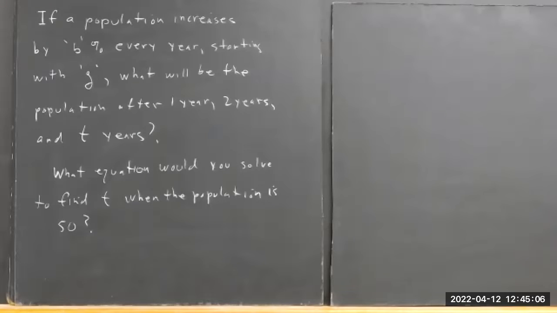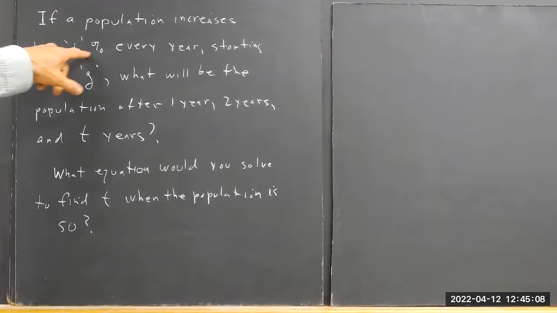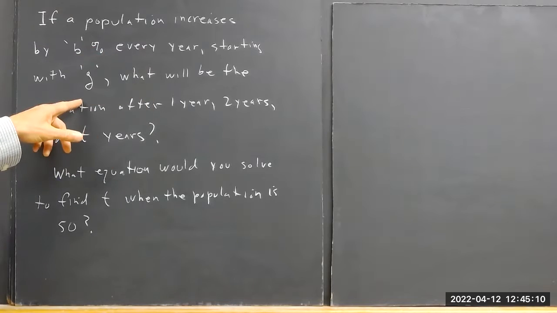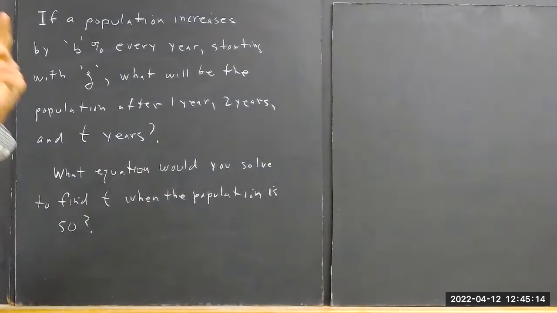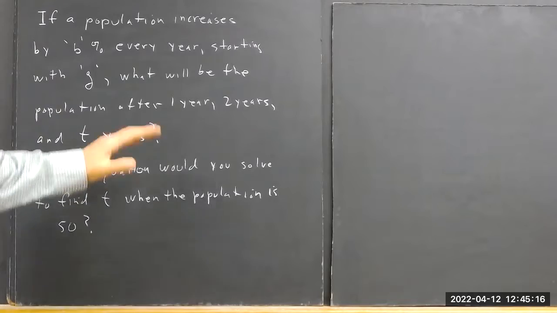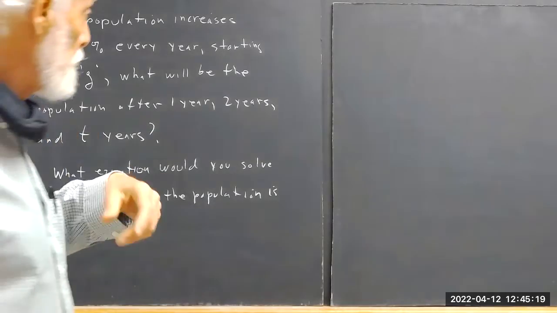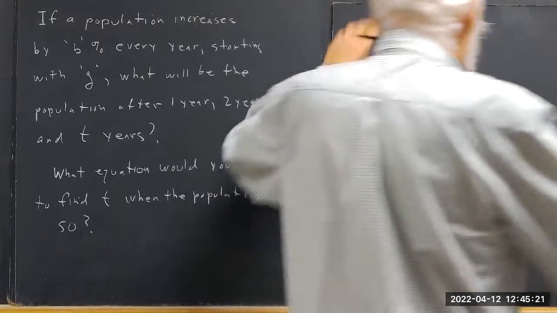Okay, so we have the question: if a population increases by a certain percent every year, starting with population G, what will be the population after 1 year, 2 years, and 3 years? Then there's another question here that I'll talk a little bit about.